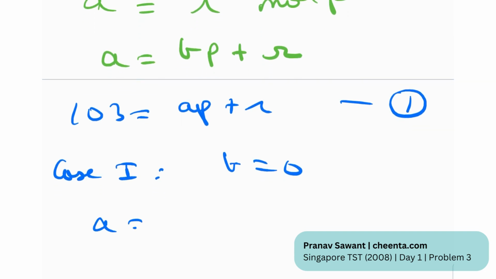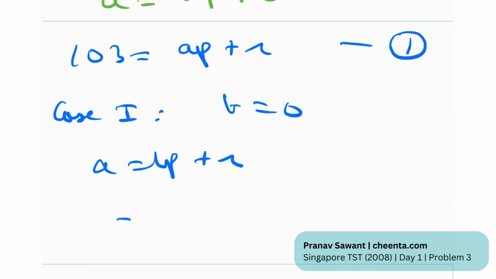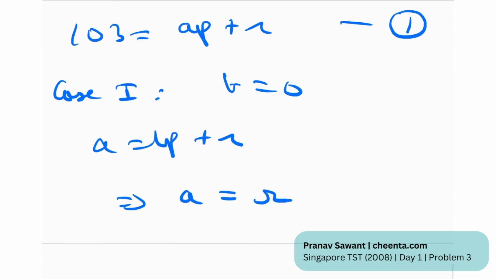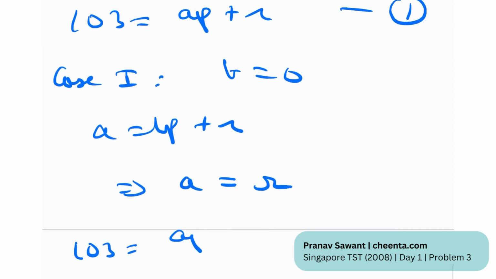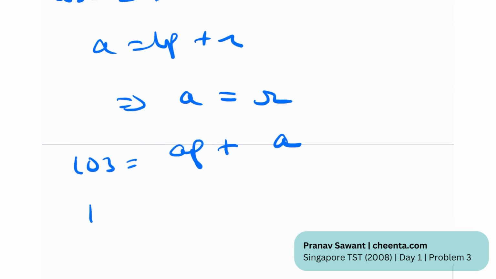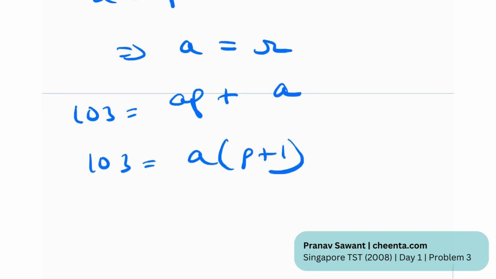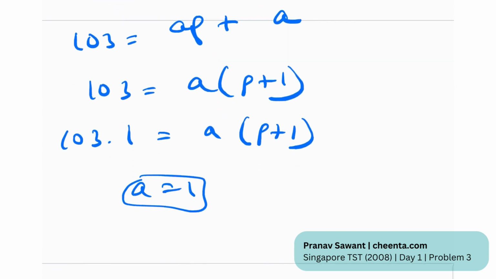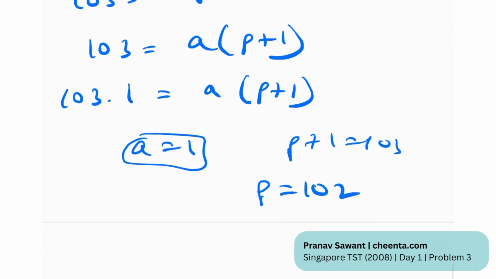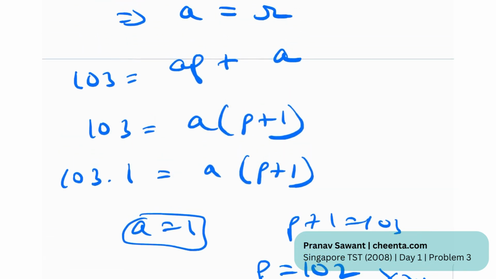So if B is 0 and A is equal to BP plus R, that essentially implies that A is equal to R, because B is obviously 0. So that means 103 is equal to AP plus R, which is AP plus A. So 103 can be written as A times P plus 1. Now P is a prime, and it is to be noted that 103 is also a prime. So 103 can only be factorized as 103 times 1, which is equal to A times P plus 1. So it's clear to see that A needs to be equal to 1 and P plus 1 needs to be 103. So P needs to be 102, but P is a prime, 102 is not a prime, and hence this case fails. Therefore, we have 0 solutions from case number 1.